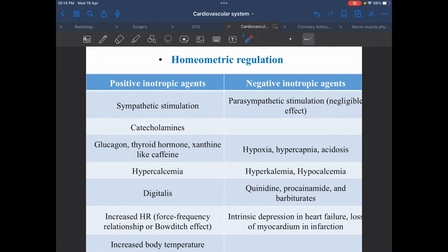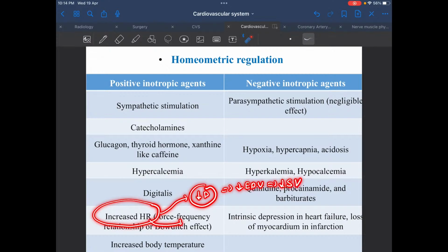The more our heart rate increases, two things are going to happen. First, cardiac contractility is going to increase, but just remember, whenever there's an increase in the heart rate, the amount of diastole time that we have is also going to decrease. And what will that do? That will decrease the end diastolic volume, and that might decrease the stroke volume.